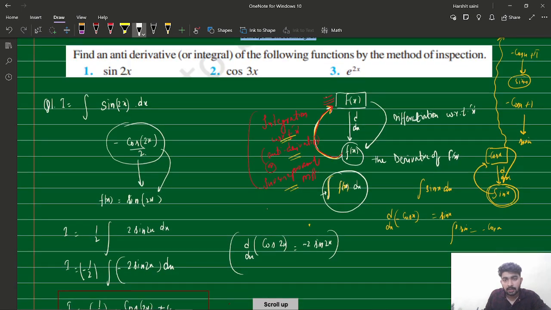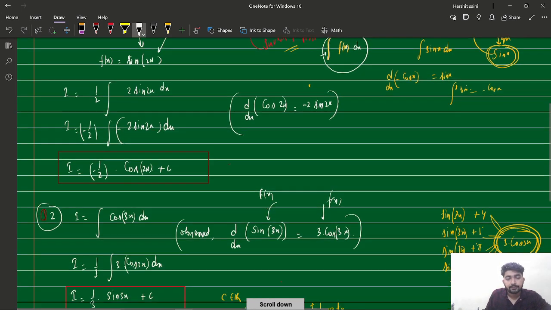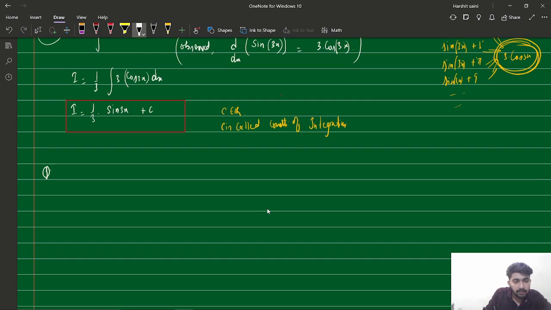What is the third question? E raised to the power 2x. Question number three is the integral of e raised to the power 2x dx. You can observe here, if we differentiate the function e raised to the power 2x, we get e raised to the power 2x multiplied by 2, by the chain rule. Clear? So it means that integrating e raised to the power 2x, we get e raised to the power 2x format only.